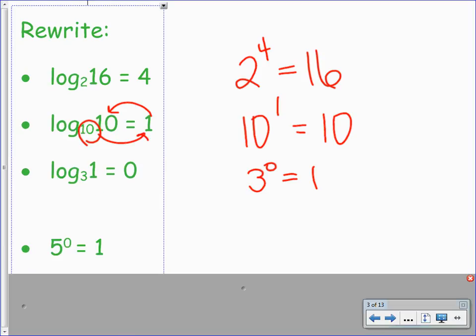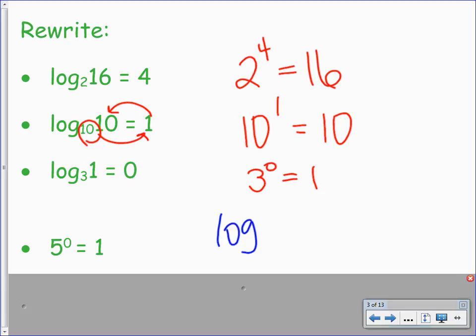5 to the 0 equals 1. How do we rewrite that? Log base... What's the base? 5 is the base for the exponent. 5 is the base for the logarithm. Log base 5 of 1 equals our exponent of 0. The logarithm always equals the exponent. If you need a little pattern, base of 5, inside is 1, equals 0. It kind of has that same circular pattern.